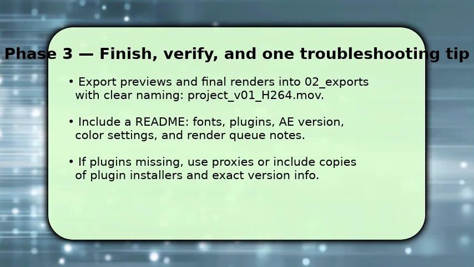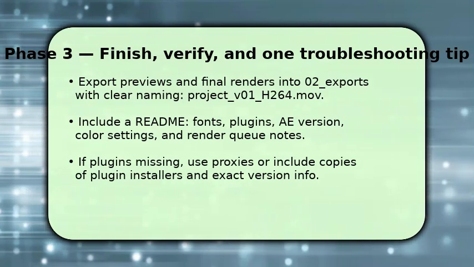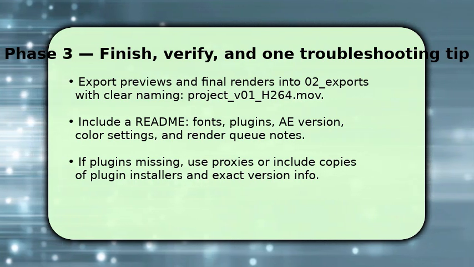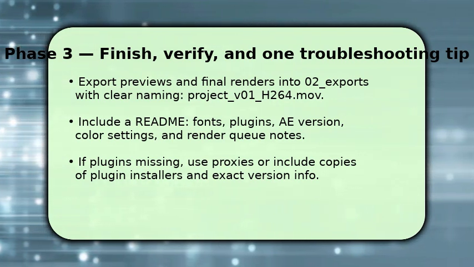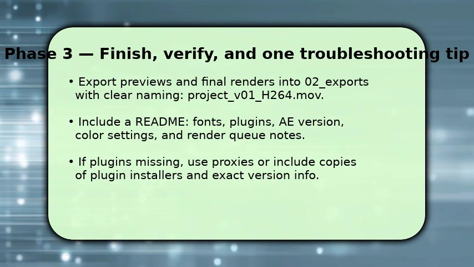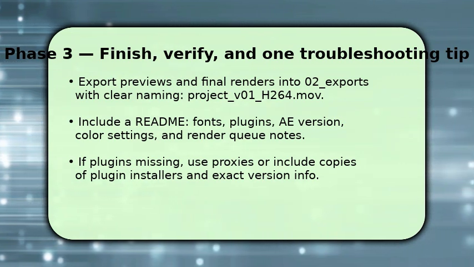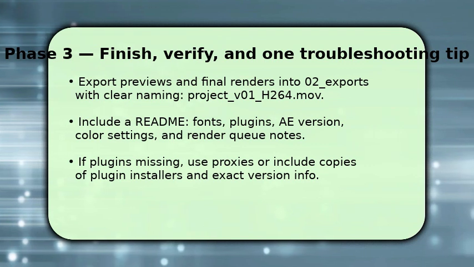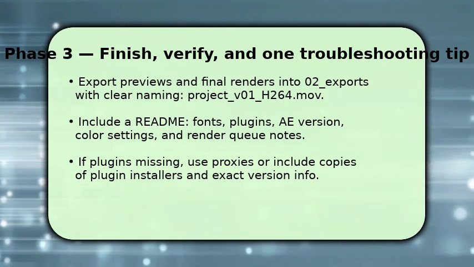Finish by rendering test exports and then the final deliverables into your 02 exports folder. Name files with version numbers and codecs so clients know what they are opening. Create a README that lists AE version, plugins used, fonts, and any color or scale notes. This prevents surprises when others open the project.